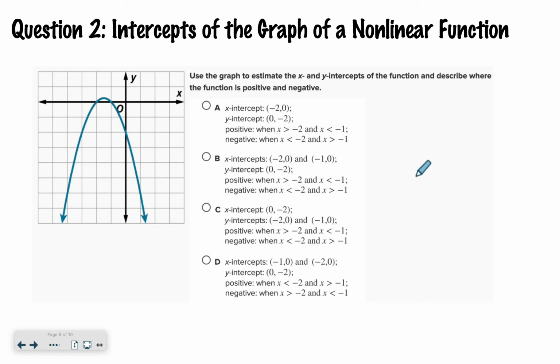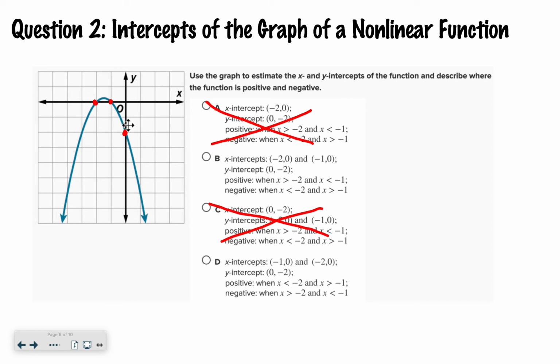All right, for this problem, I'm going to just kind of walk you through it. So letter A, it has one x-intercept at -2, 0, which, yeah, that's an x-intercept, but I see I have another x-intercept, so I know that it can't be this answer because there's only one x-intercept listed. Same with letter C, it only has one x-intercept listed. Then I look for what is my y-intercept. It's at 0, -2. Okay, both of those are still working.